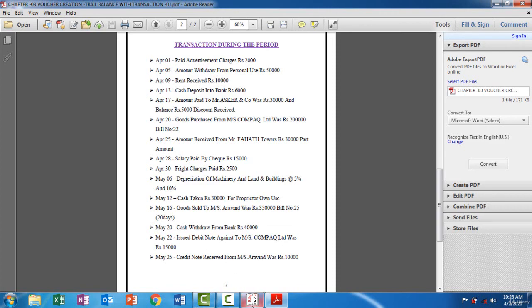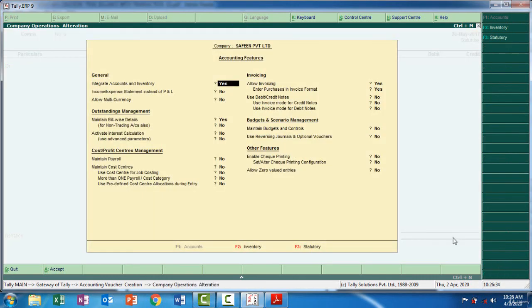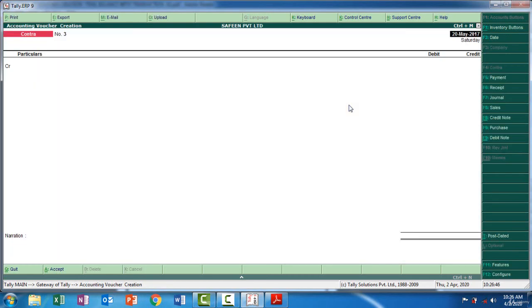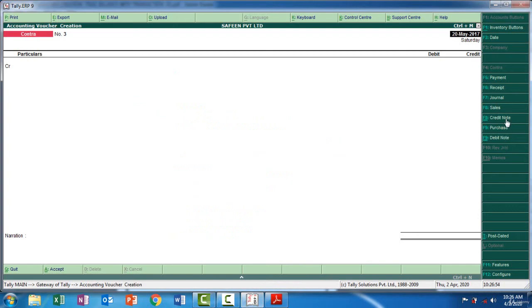So now I'm going to go under the transaction here. First I need to enable the credit and debit note. So how can we enable? Go to the features and you can see here use debit or credit note. I'm going to type yes and then OK. So the credit and debit note will be activated. So now I'm going to choose the debit note.